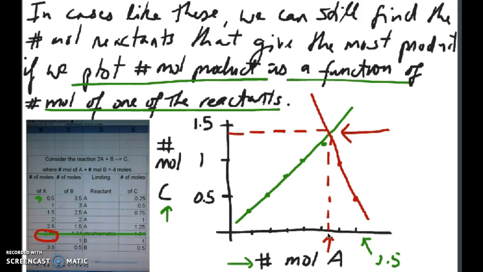Now, how do I find out the B? Easy. Remember that the A and the B add up to the same number every time. So if I know the A, I can also find out the B by subtracting the number of A from the total. So that's how we're going to determine the maximum amount of product and the stoichiometric ratio of A and B using this data. Even though we can't get to that exact amount in the data itself, we can still get it from the plot.